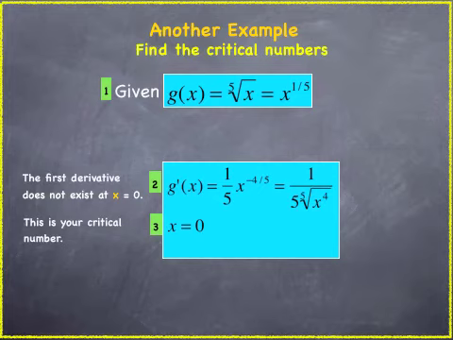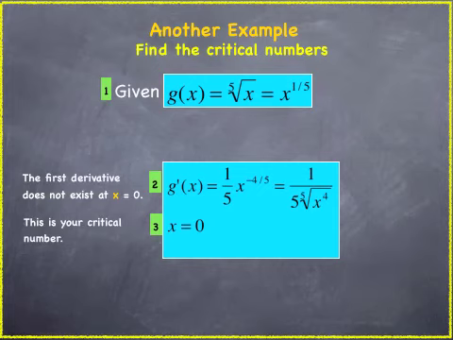So we also look at the first derivative being undefined. Well, that is going to occur when x equals 0. So that qualifies as a situation where we have a critical number. So x equals 0 would be our critical number.